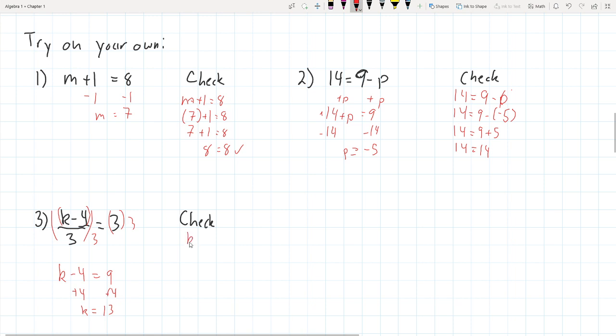I'm going to plug it in. So I have k minus 4 all over 3 equals 3. Instead of k, I'm going to write the number 13 in parentheses. 13 minus 4 over 3 equals 3. 13 minus 4 is 9, over 3 equals 3. 9 divided by 3 is 3, which equals 3.